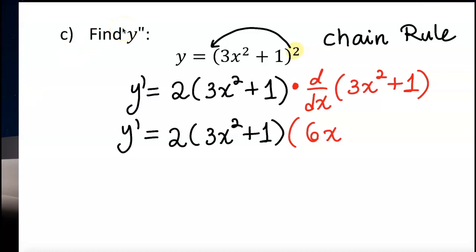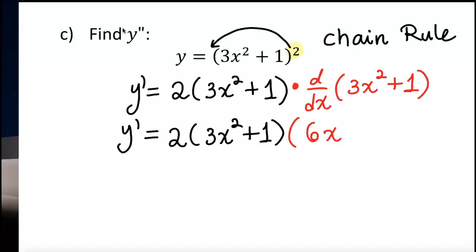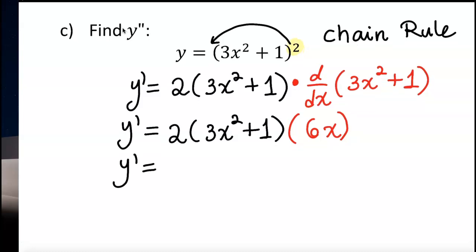Very good. So 6x, and I will close the parenthesis. But the app did slow down, so I'll go ahead and restart this. 6x, and we close the parenthesis. I'm going to go ahead and simplify this one step. I'll say y prime is equal to, I'm going to multiply 2 times 6x. 2 times 6x is 12x, right? And after that, I do have parenthesis 3x squared plus 1.